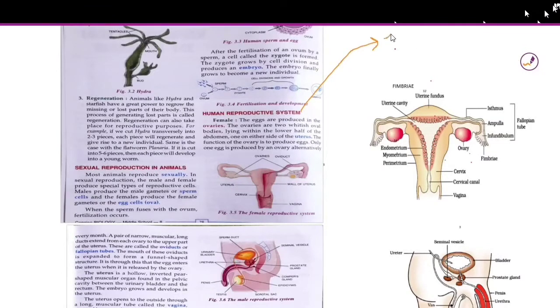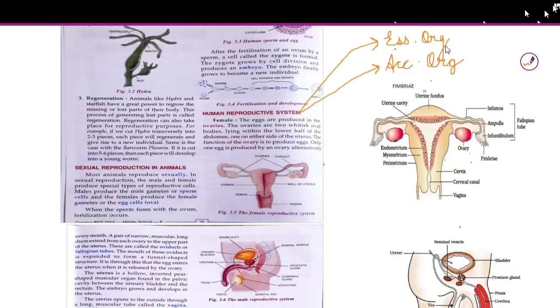Children, the female reproductive system is composed of two types of parts. What are these parts? These are essential organs and accessory organs. I am writing in short: essential organs and non-essential organs. So, as the name indicates, essential means primary, without which the reproductive system of a female will fail to work. So that is why the name essential organs.